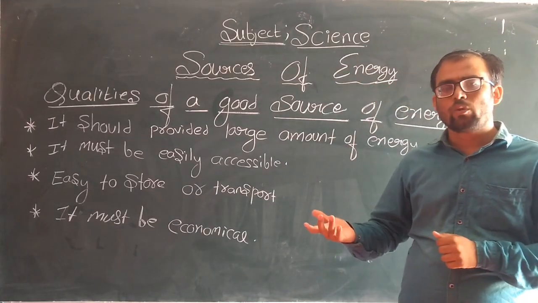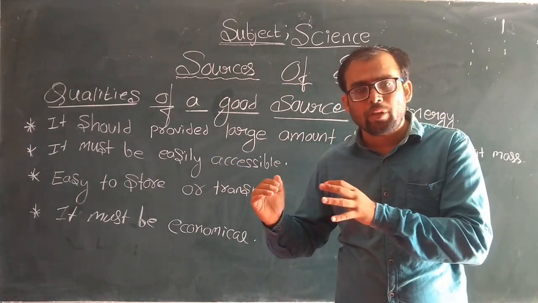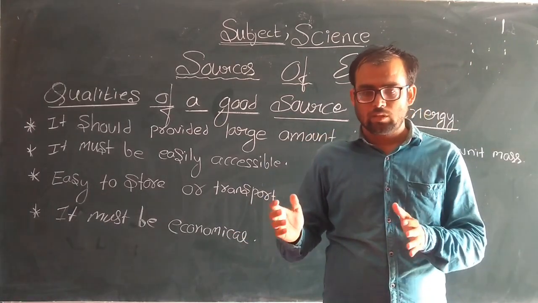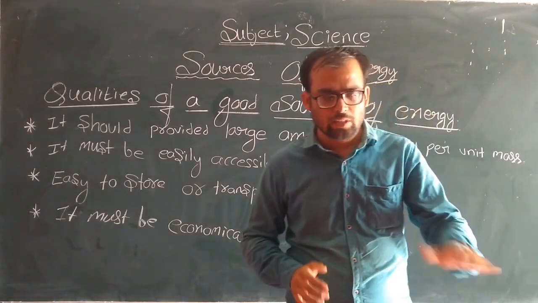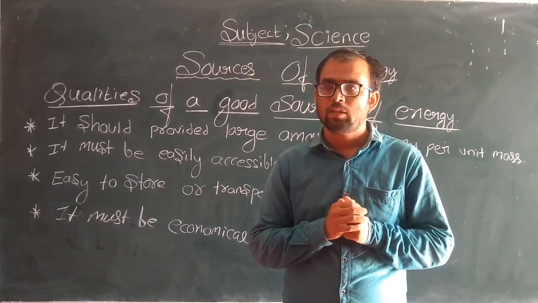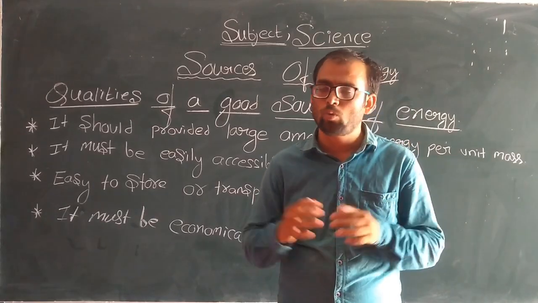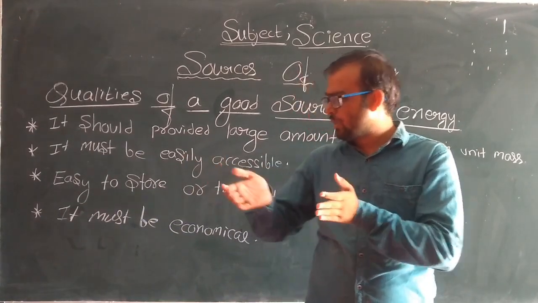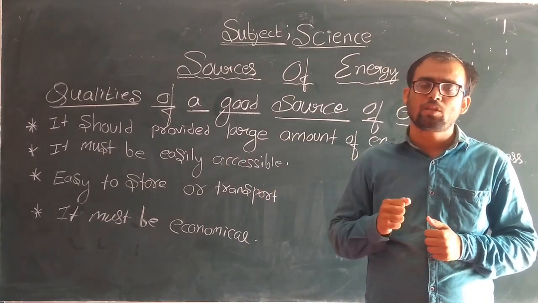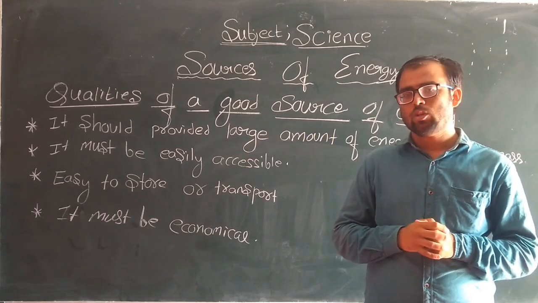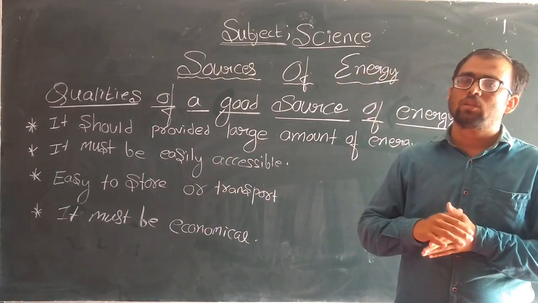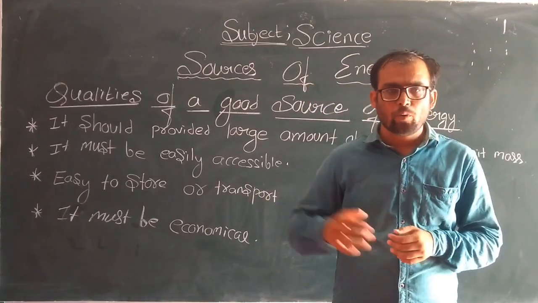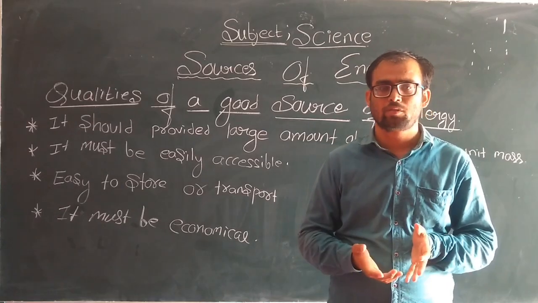The third quality of a good source is that it must be easy to store. Just think, students. A cylinder requires only a certain space, whereas to get the amount of heat energy the cylinder gives, a lot of wood is required, and it is difficult to store wood. So which is a good source of energy, students? LPG is a good source of energy because it is easily storable. The fourth quality of a good source is that it must be economical. Again, compared to wood, the LPG cylinder is economical, students. Okay, thank you.